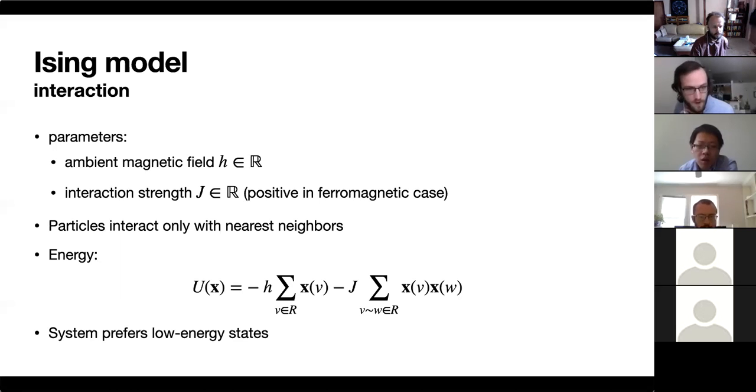But okay, so we define the energy of a microstate X using this formula. The first contribution is energy due to interaction with the ambient magnetic field. You can see that there's a lower energy if the particles tend to align with that field. Lower energy is good. And in the second term, there is a lower energy if J is positive and the particles tend to align with their neighbors. The v ~ w is supposed to be summing over all pairs of adjacent sites in the lattice.